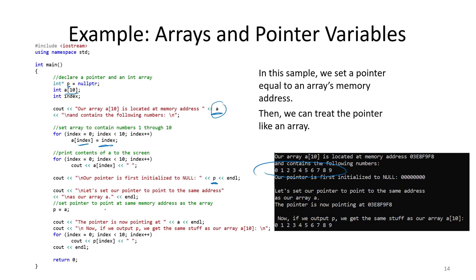But then you'll see what we can do is if we set our pointer P to point at A, we see that if we use cout P and our square brackets, we can actually output the same data as if we were using our array name A.